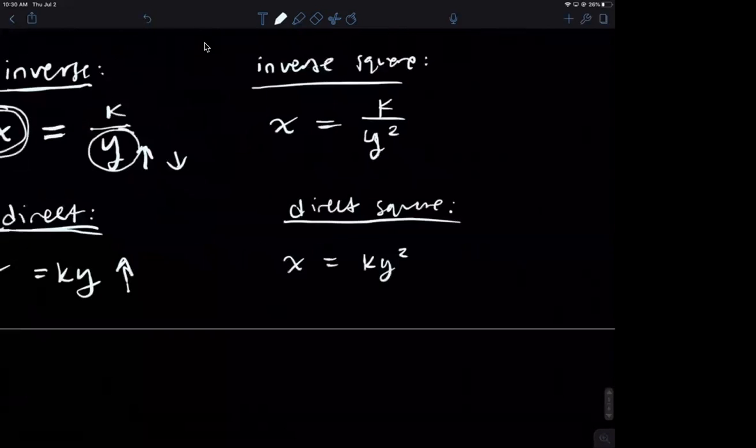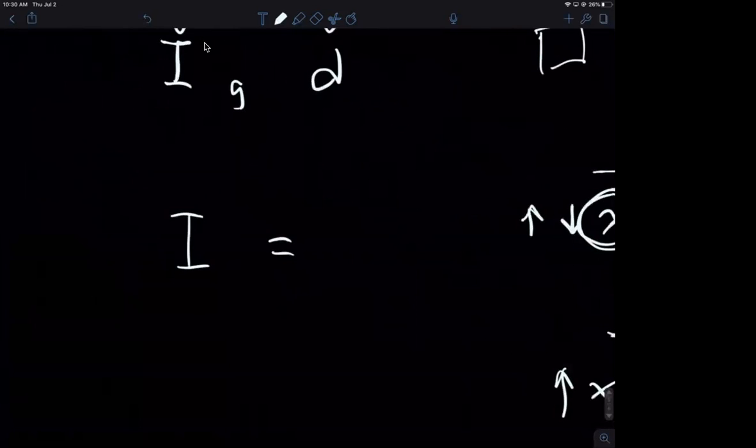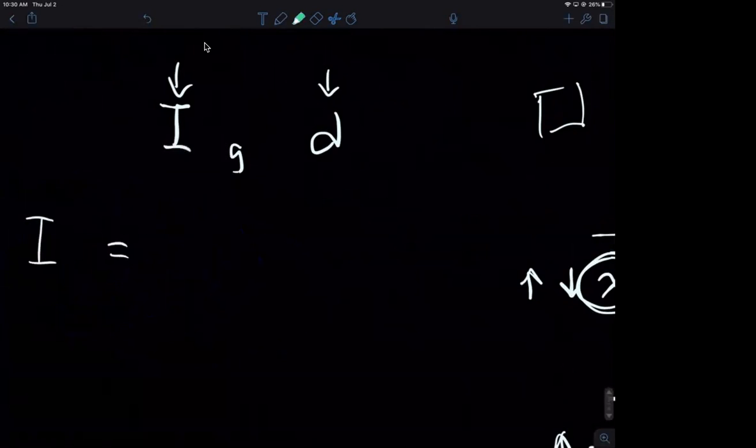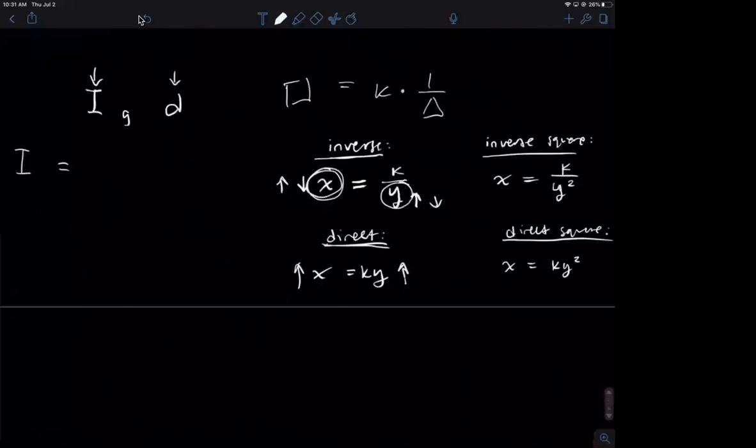But anyway, now we know all this stuff. So knowing that, how should we write this new relationship? How would we write this new relationship since we just went over inverse square?